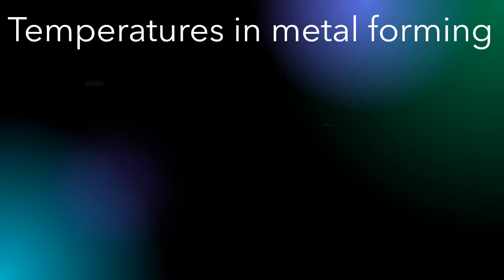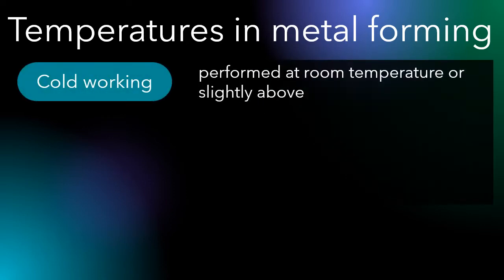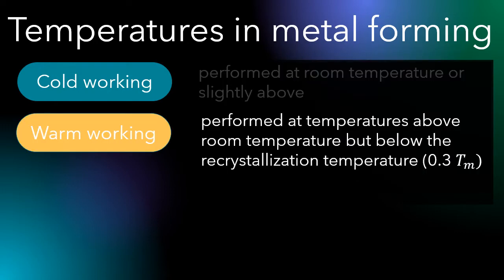Metal forming can be classified into cold working, performed at room temperature or slightly above. Many cold forming processes are important mass production operations. These operations are net shape or near net shape processes. Warm working is performed at a temperature above room temperature but below the recrystallization temperature. The dividing line between cold and warm working is often expressed in terms of the melting point, and the temperature required for warm working is around 30% of the melting point of that metal.